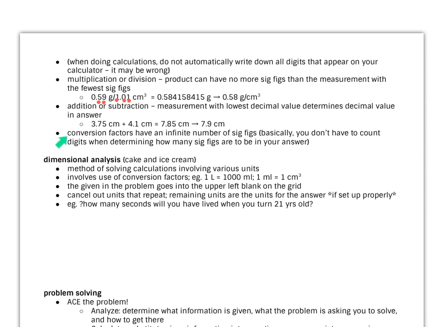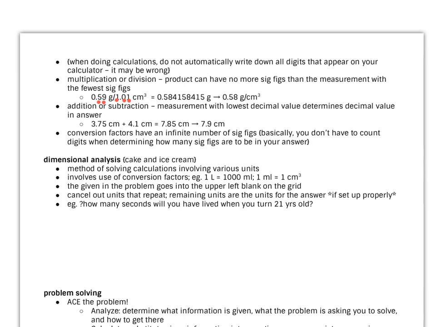And then this talks about the thing we've already talked about. Conversion factors have an infinite number of sig figs. So basically, you don't have to count those digits when determining how many sig figs are going to be in your answer. Okay?